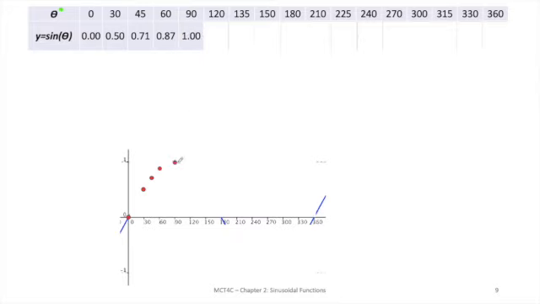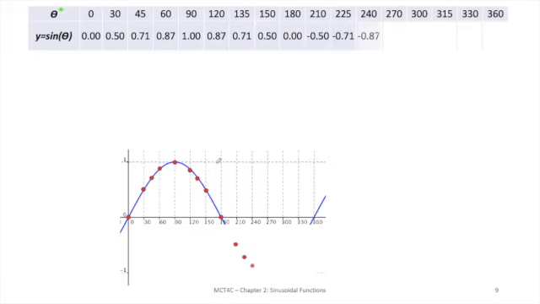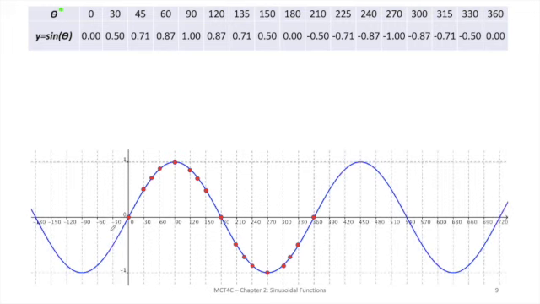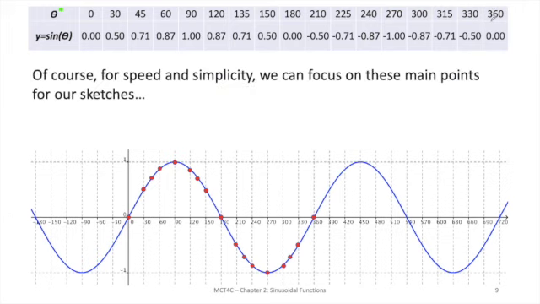Sine of 90, 1. If you keep going and keep putting all these values of theta in your calculator, you will get a graph of something that looks like this below, which is our sine graph. However, it can continue going. We could go negative degrees, and we could continue going past 360 degrees. But for speed and simplicity, we're going to focus on major points for our sketches.